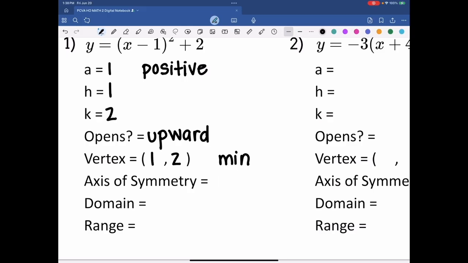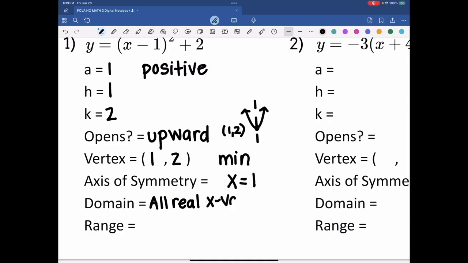So my axis of symmetry is always the H value, which is 1. So it's going to look something similar to this. So there's my quadratic, and there's my vertex. It's located at 1, 2, and then it's going through that vertex, which is our axis of symmetry, and that axis of symmetry is located at x equals 1. So again, the domain is always going to be all real x values.